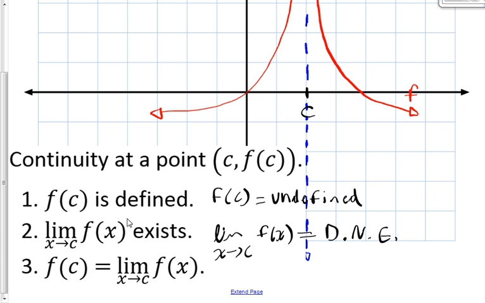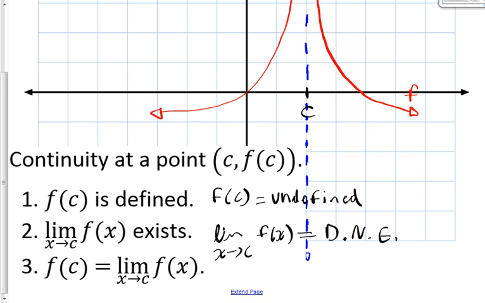So now, in this case, not only is f of c not defined, but also the limit as x approaches c of f of x does not exist. Whenever the limit does not exist, you have a non-removable discontinuity. And because this one is not defined and this one does not exist, 3 is impossible. We don't even have to check 3 because neither of these things holds. This is undefined and this does not exist.